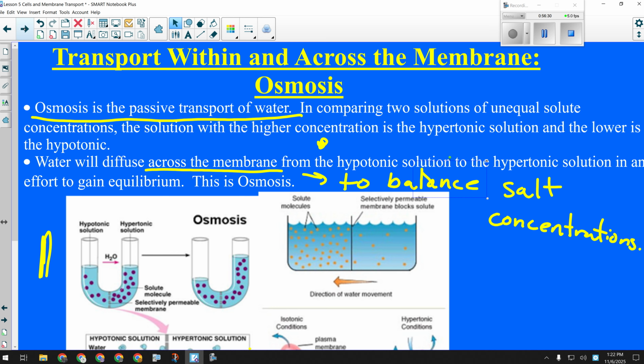Okay, I'll let you underline the parts that are important. So osmosis: passive transport of water across the membrane to balance salt concentrations. Okay, that would be like your basic definition.